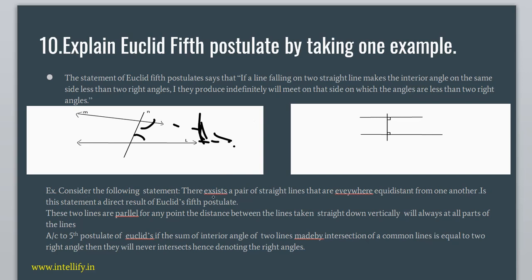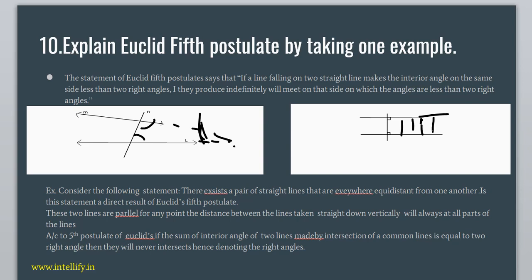Now consider an example. There exists a pair of straight lines that are everywhere equidistant. So there exists a pair of straight lines which are equidistant from one another. Is this statement a direct result of Euclid's fifth postulate? Surely it is, because it states that this distance is uniform throughout. No matter which point you take on these two lines, the distance between them will always be the same.